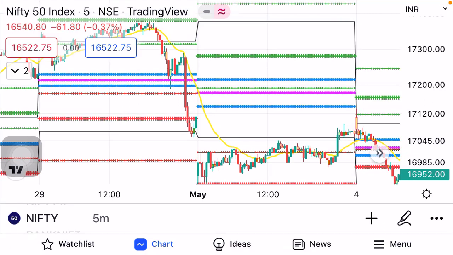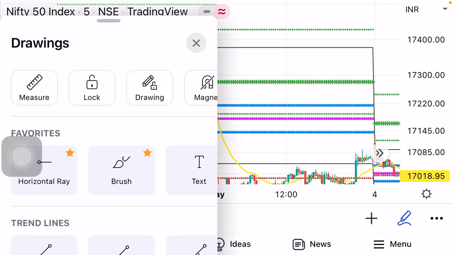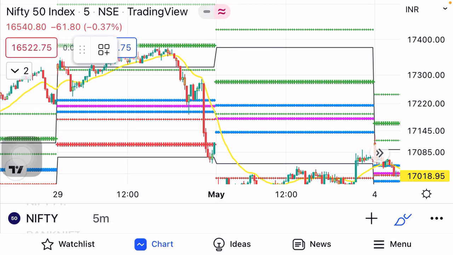Now we are going to see backtesting for the month of May. So before going to the backtest, we'll discuss some points like where is CPR, where is Camarilla points, and our disciplines.